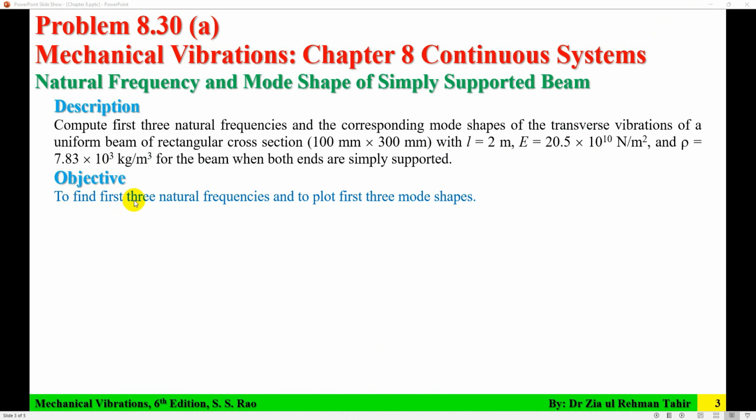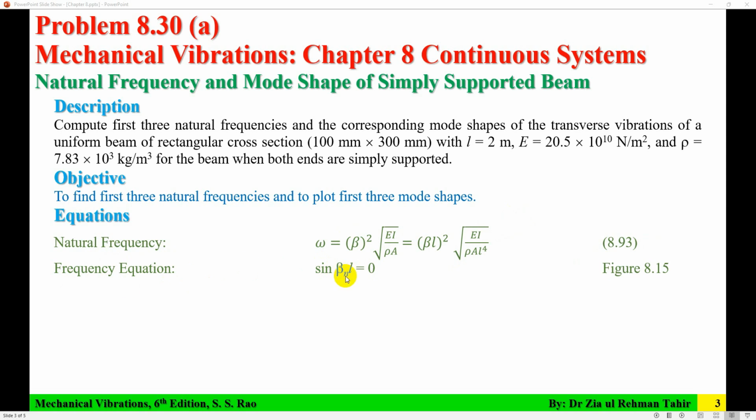Now the objective is to find the first three natural frequencies and to plot the first three mode shapes. The equation used for natural frequency is equation 8.93 from chapter 8 of the book: omega is equal to beta squared radical EI over rho A, or otherwise (beta L) squared radical EI over rho A L to the fourth. E is the modulus of elasticity, I is the second moment of area of the cross section, A is the area of cross section, rho is density, L is the length of the beam, and beta we need to calculate. This beta is calculated from the frequency equation, which is sine beta n L equal to 0. This is from figure 8.15 of the book.